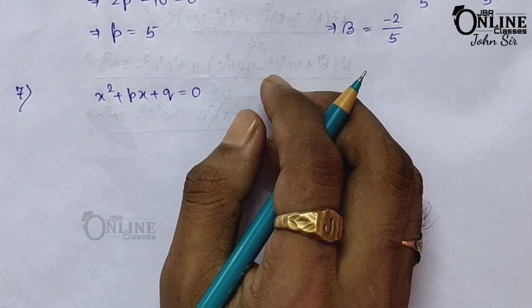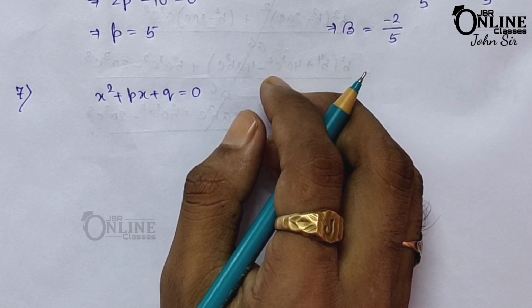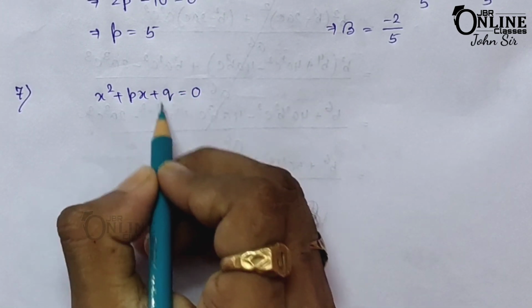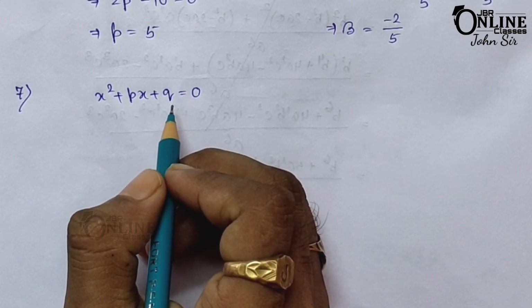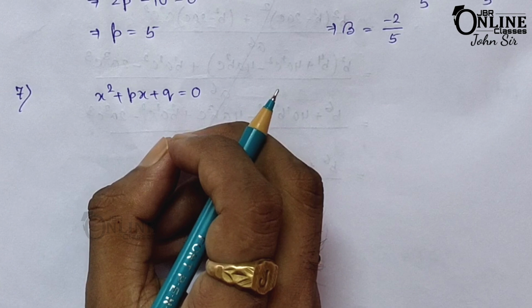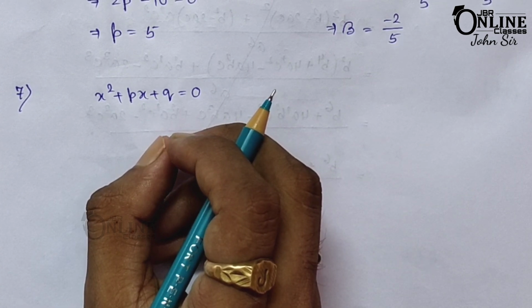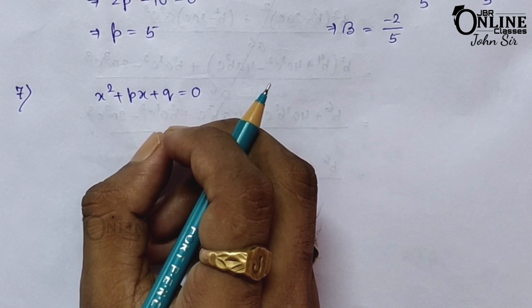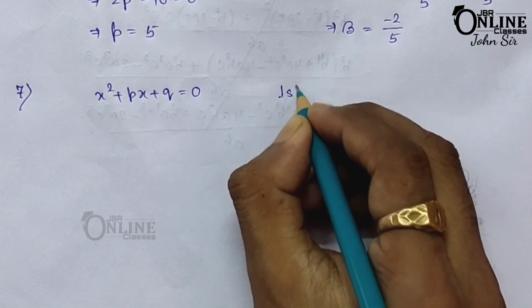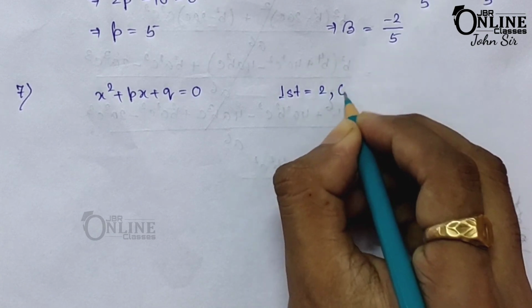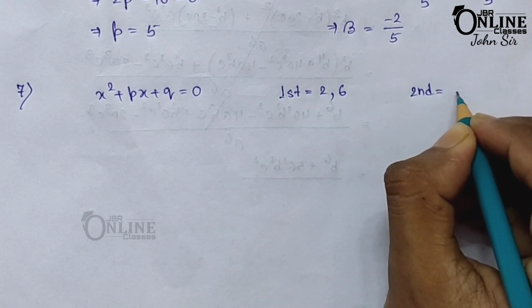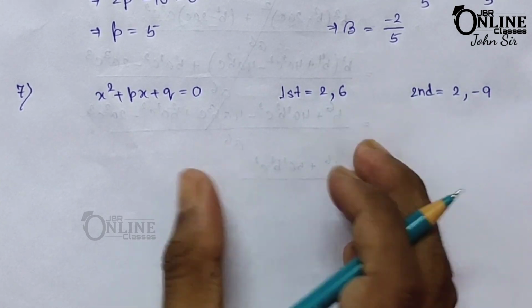Okay, so here for the first candidate, the value of q is true, but the value of p is wrong. That means here for the first candidate the roots are 2 and 6, and for the second candidate the roots are 2 and minus 9.